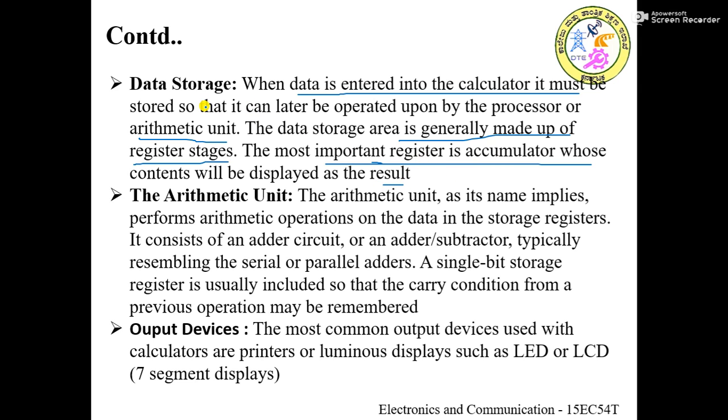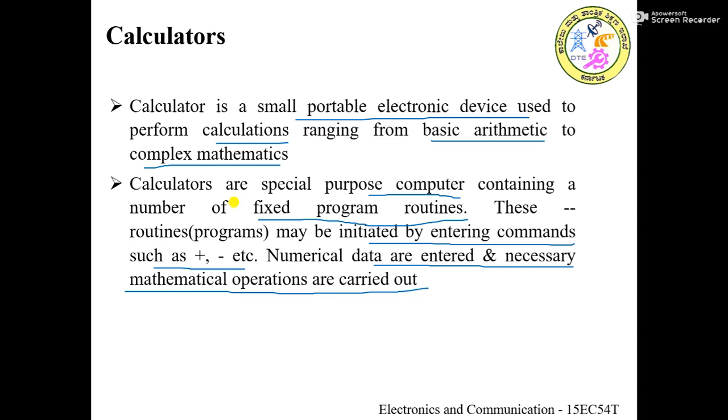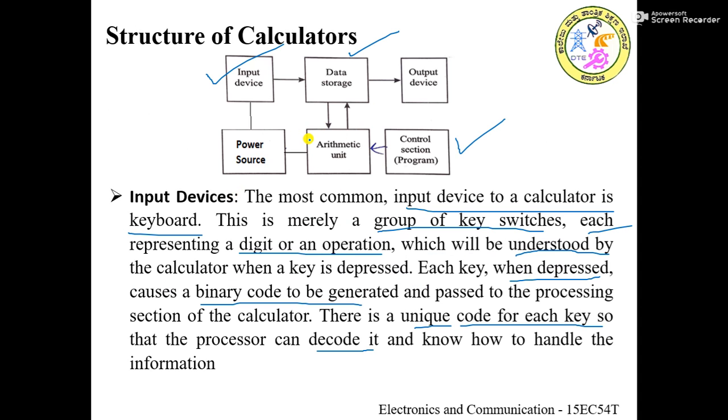So this is about the data storage, and it is implemented by the registers. Okay, and the next important unit is the arithmetic unit. This you can say is the heart or the brain of the system, because most of the calculations, ranging from basic arithmetic to complex mathematics, will all be carried out in the arithmetic unit only. So in the arithmetic unit you are going to find the adders.